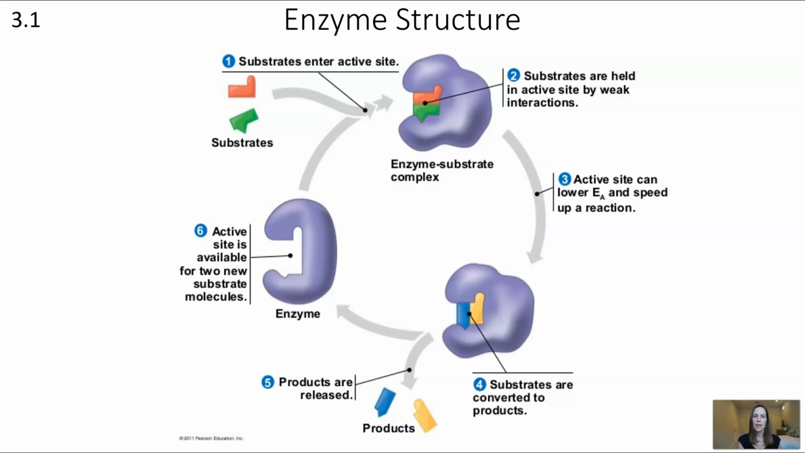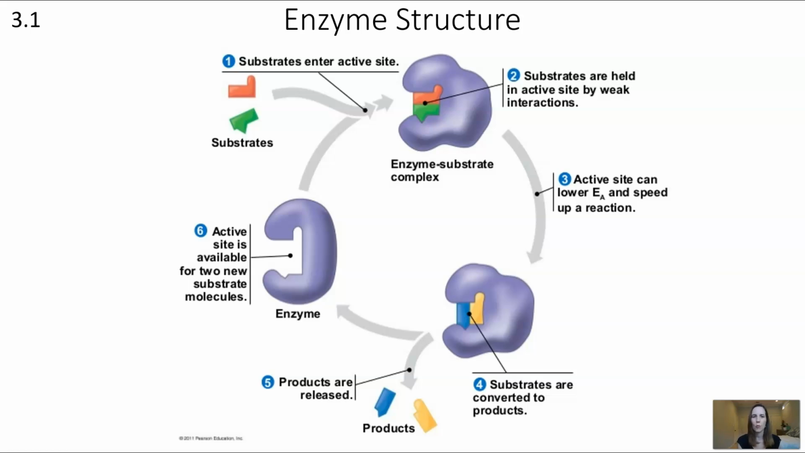So the enzyme is providing a sort of environment where the reactants can come together to create the products. So when we're talking about enzymes, the words substrates and reactants can be used interchangeably. So the first step is those substrates enter the active site. The active site is the area of the enzyme where those substrates fit in, sort of where the action is. The second step here is that substrates are held in the active site by weak interactions.